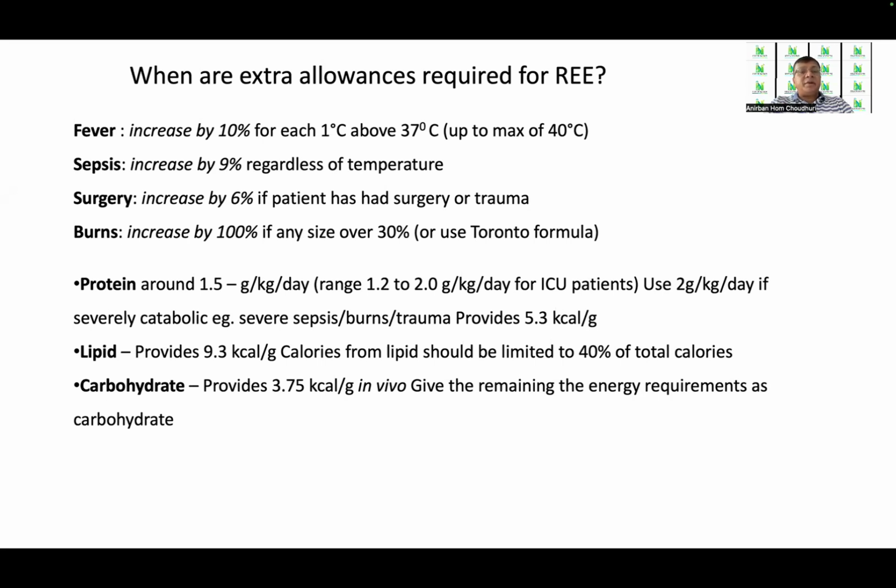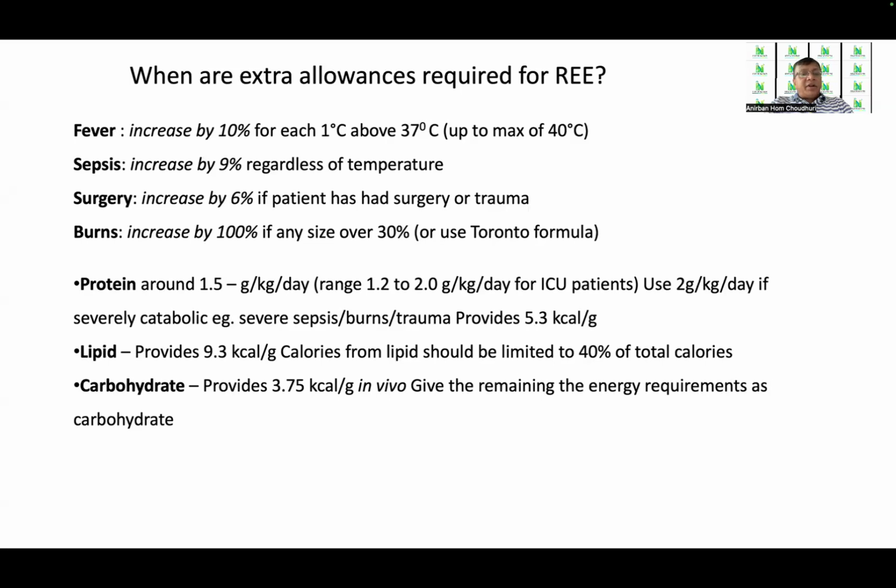Burns: increase by 100% if any size over 30%, or use the Toronto formula because that is available and can be calculated bedside. Protein around 1.5 grams per kg per day with a range of 1.2 to 2 grams per kg. Use 2 grams per kg per day if severe catabolic states exist, like severe sepsis, burns, trauma, etc. And in all cases, protein provides up to 5.3 kilocalories per gram.